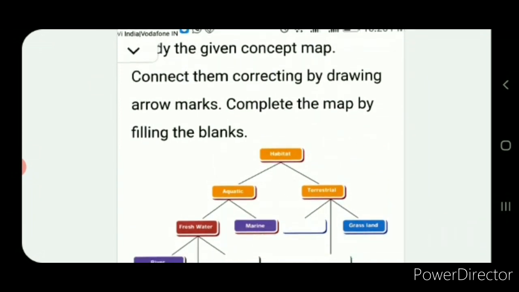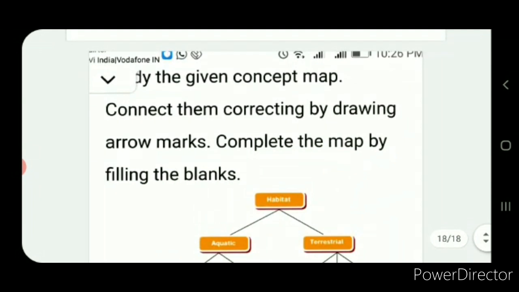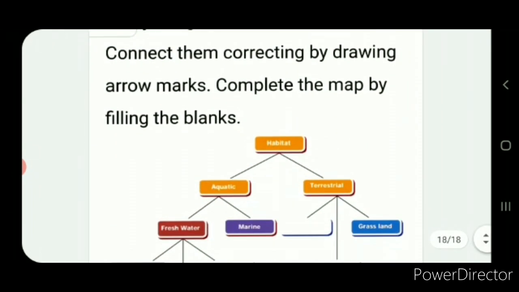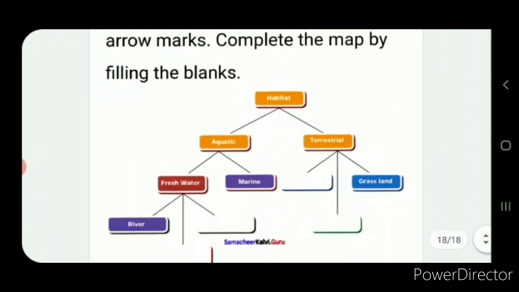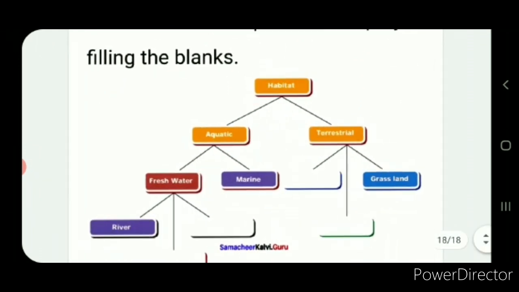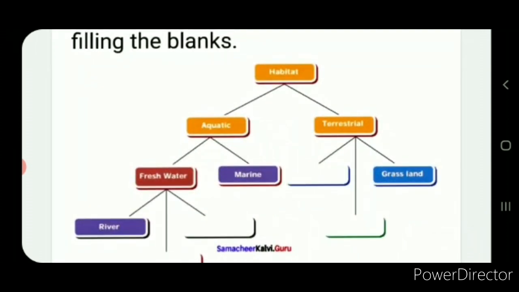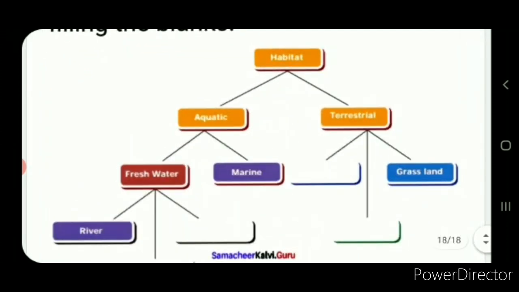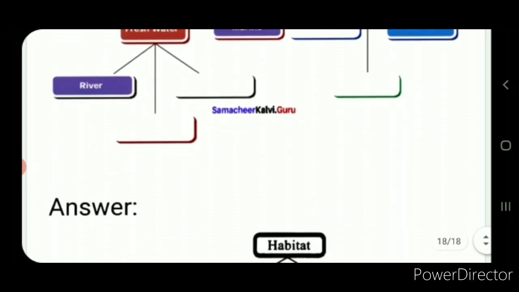Now coming to the last part, the detail given in your reader: given the concept map, connect them by drawing arrow marks. Complete the map by filling in the blanks. Even this question I have told you to make as an activity part. This is on the last page of your reader. Habitat is classified into aquatic and terrestrial. Aquatic is again classified into freshwater and marine. Freshwater again into river, lake, pond. You have to fill in this.